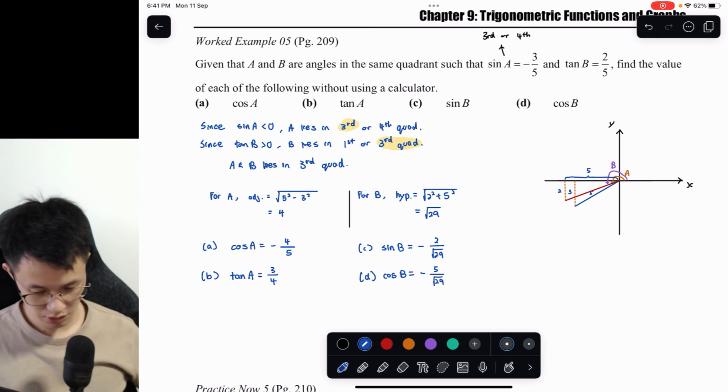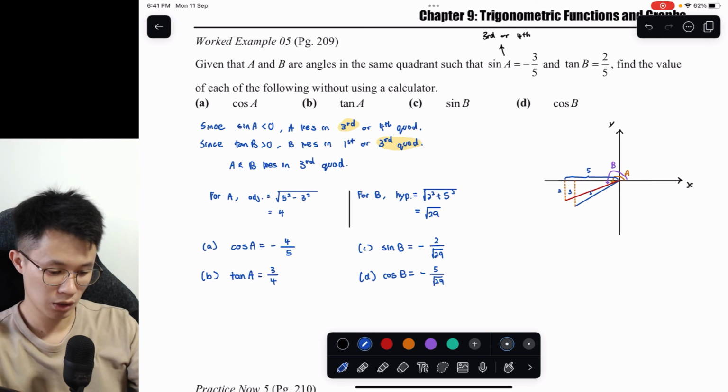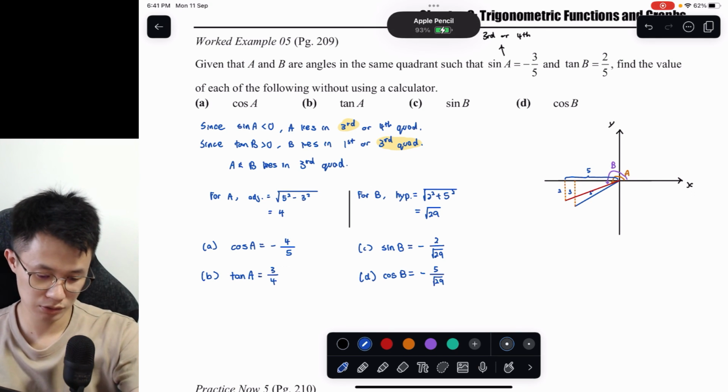So that's how you work out the different trigonometric ratios of angles that lie in the same quadrant. Just be very careful in terms of how you do all this. Alright, so see ya.